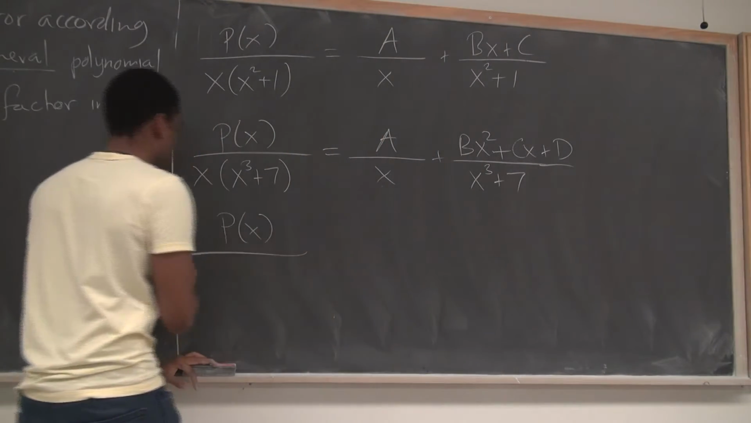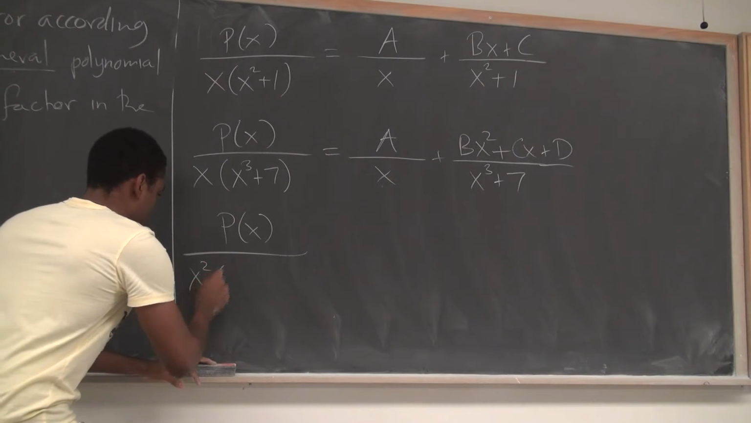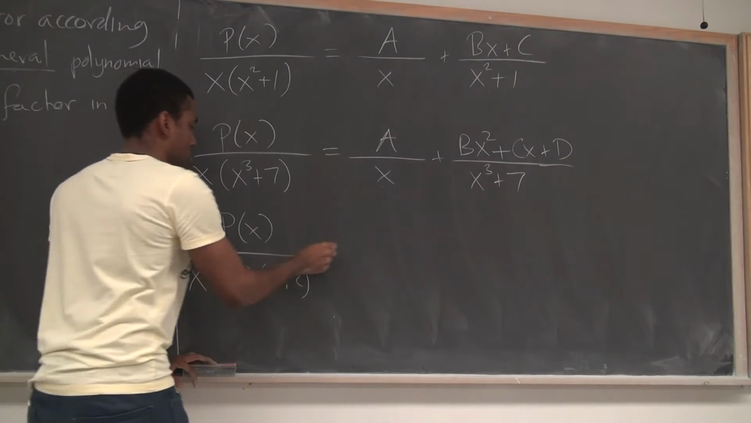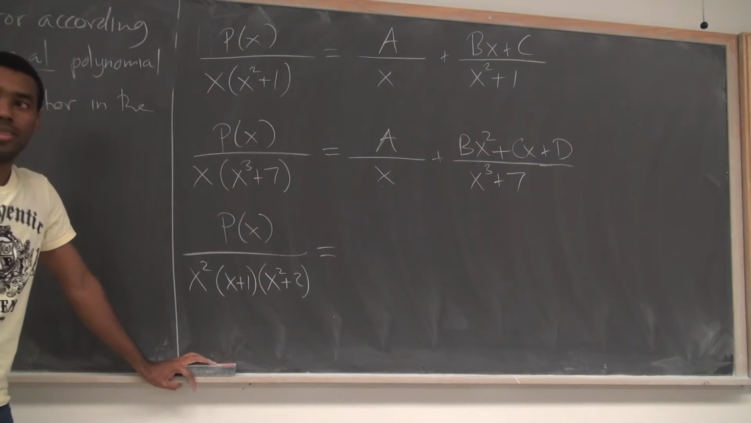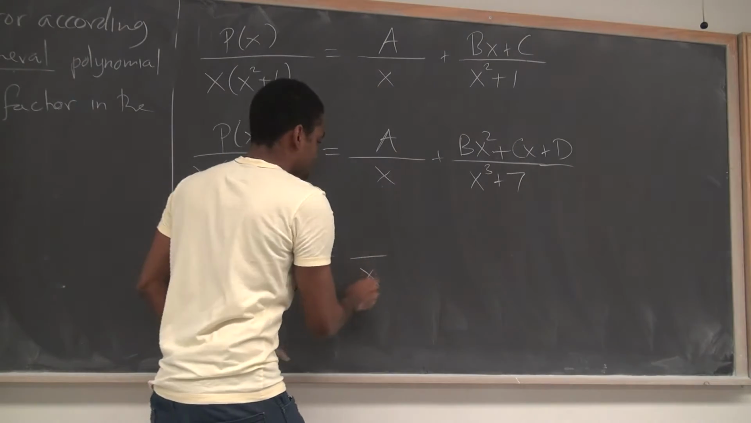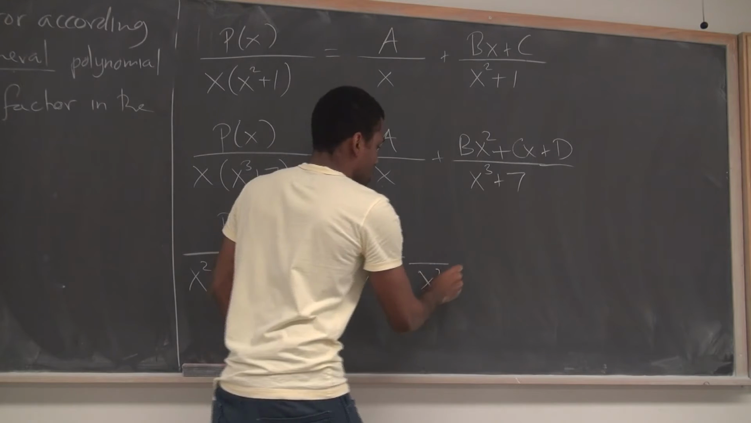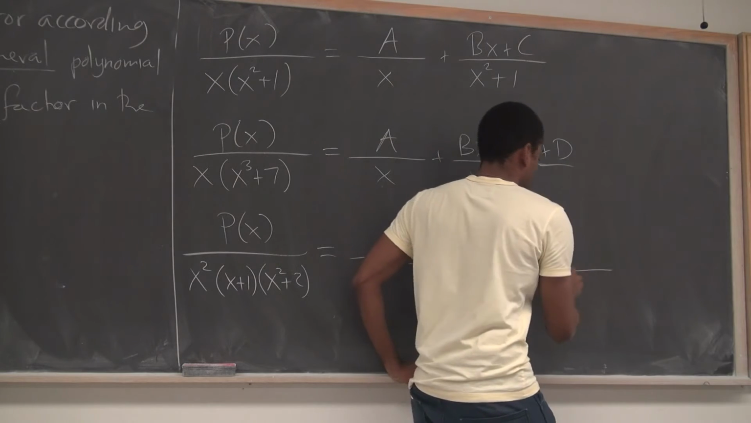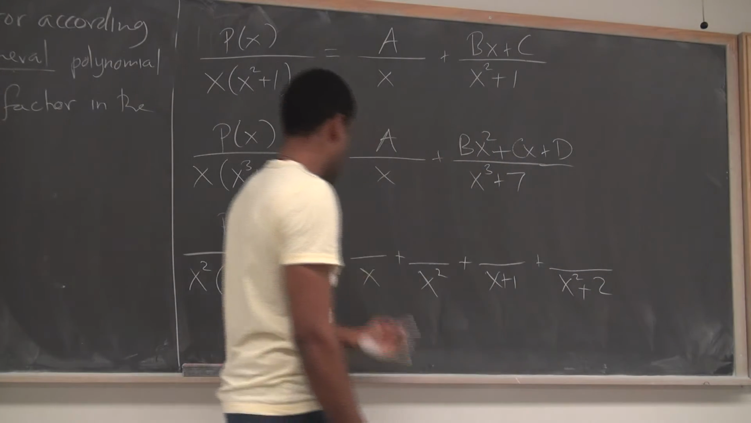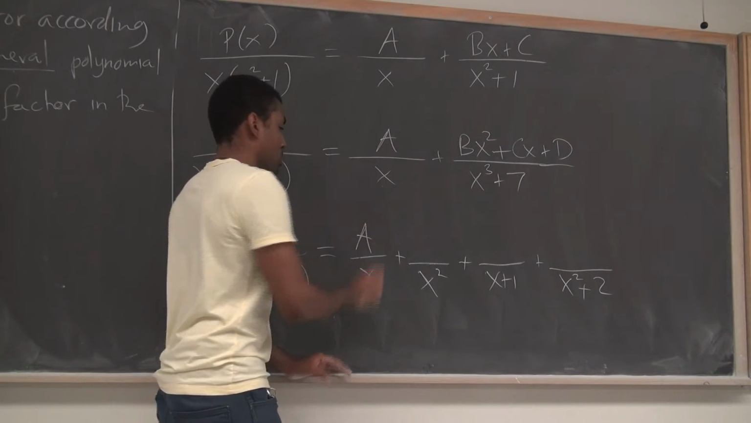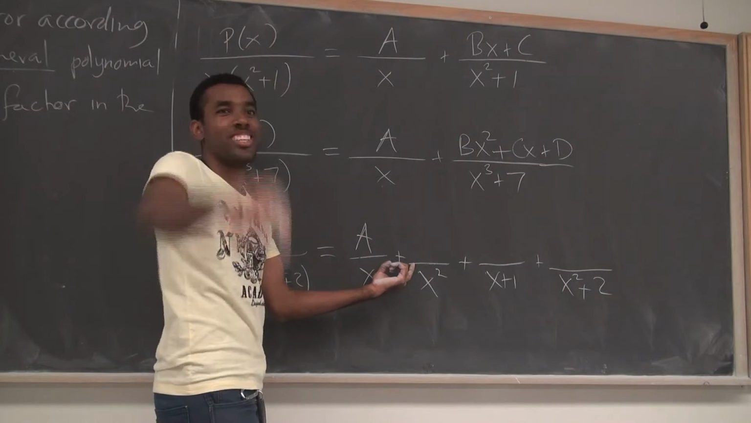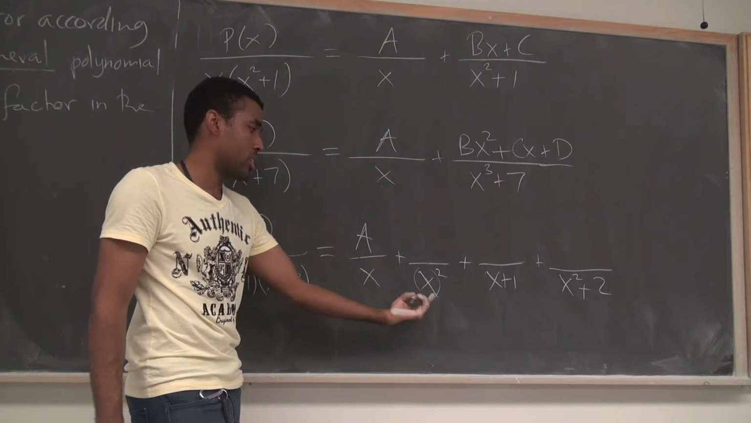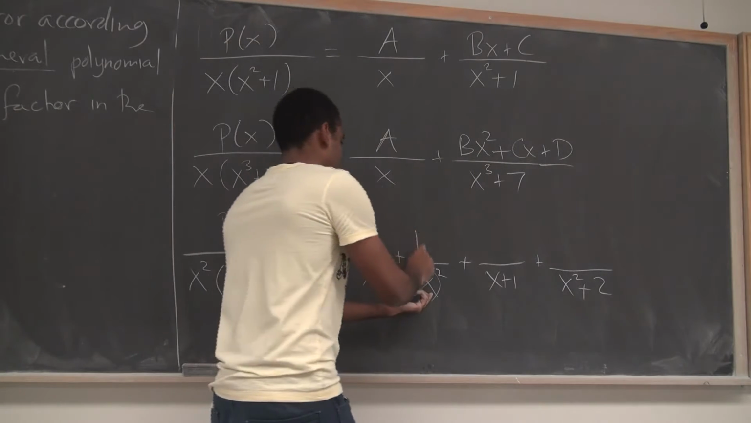Another example. How would I break that up? x squared, x plus 1, x squared plus 2. What goes on top here? A. What goes on top here? Ah, gotcha. You don't need it here. You only watch the inside factor. If it's a repeated factor, you watch the inside. There's a reason for that, but we don't really need to know it.